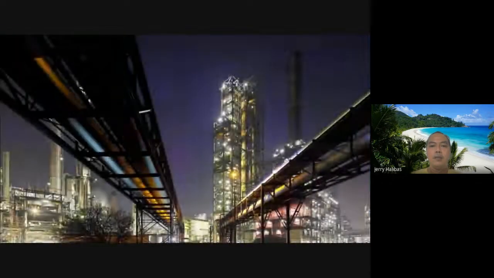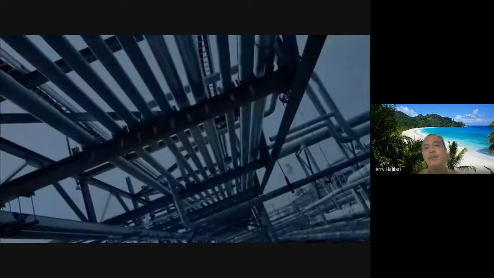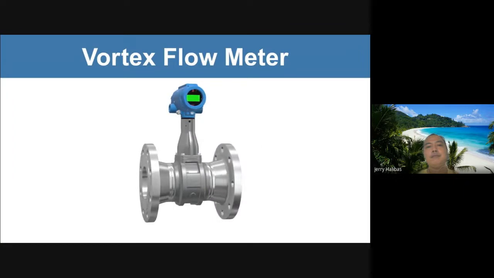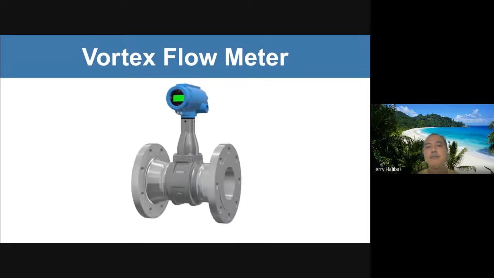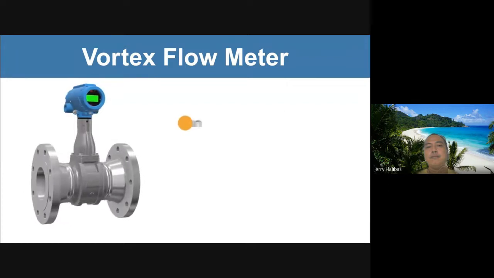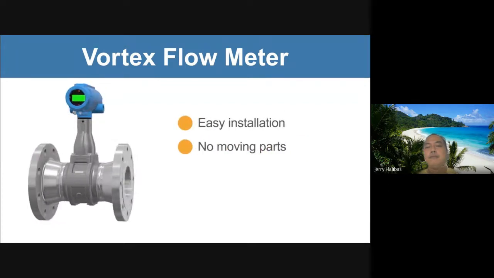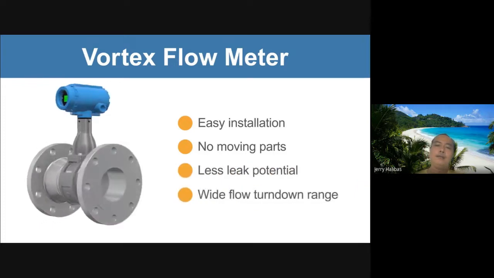Flow measurements are essential to running a plant efficiently and safely. There is an array of flow technologies available to make these measurements, including the vortex flow meter. Vortex meters offer many advantages for flow measurement, including easy installation without impulse lines, no moving parts to maintain or repair, less leak potential, and a wide flow turndown range.